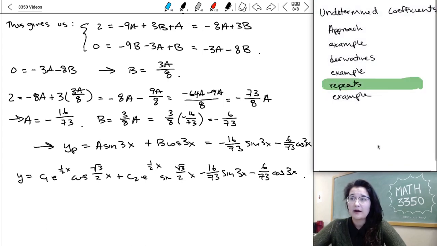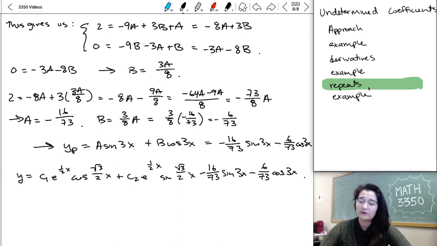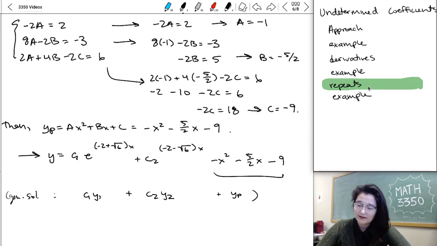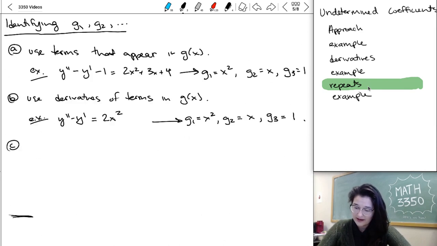Next up, we're going to talk about a third rule for selecting the g that go into our undetermined coefficient formulation that I've called repeats. So again, go back to that place where we talked about how to make g in your notes, and we're going to be filling in that part C.